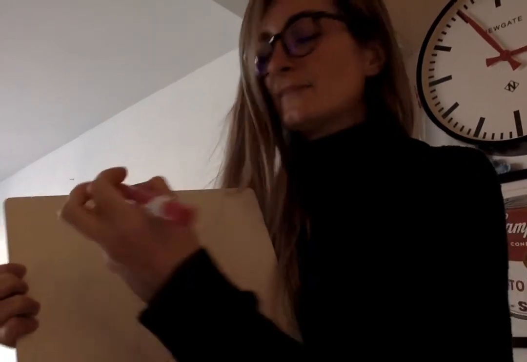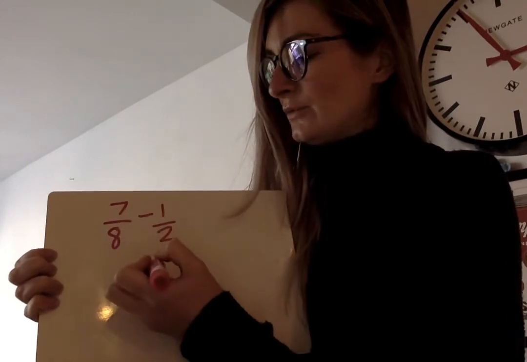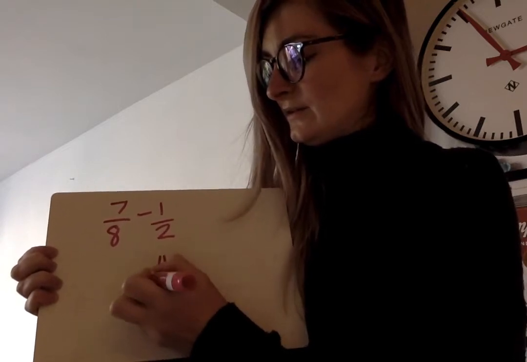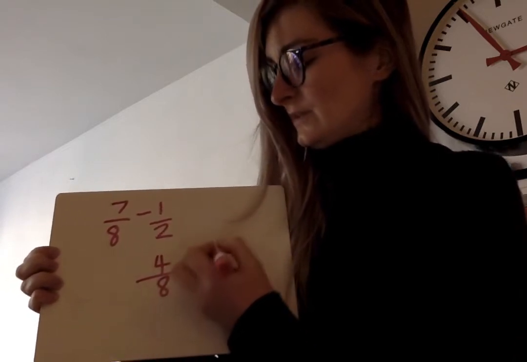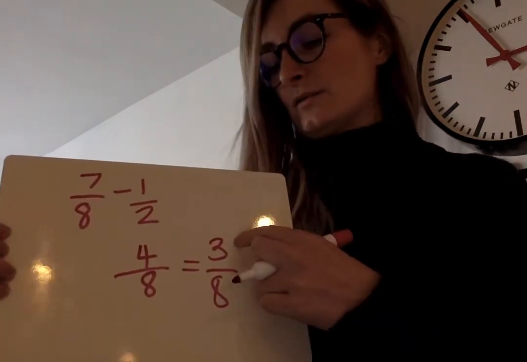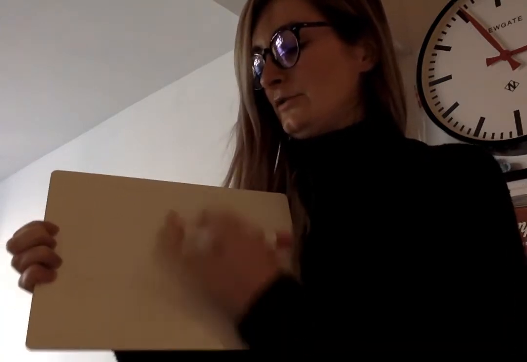Next one, where am I up to? I wish I'd numbered these guys. 7/8 subtract 1/2. I know that 1/2 is the same as 4/8. 7 subtract 4 equals 3/8. Can you simplify that? Because I hope you're all calling out prime numbers at me over and over and over again.